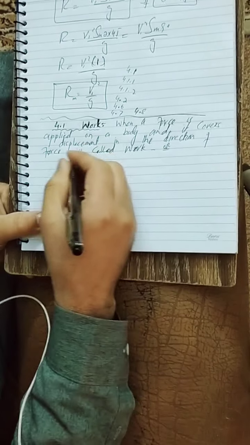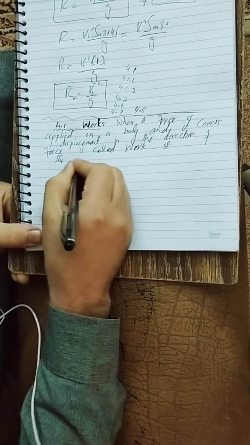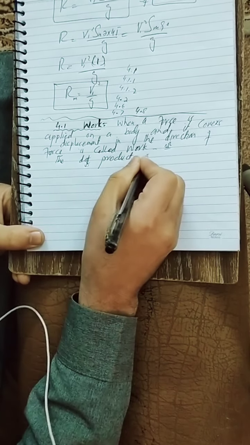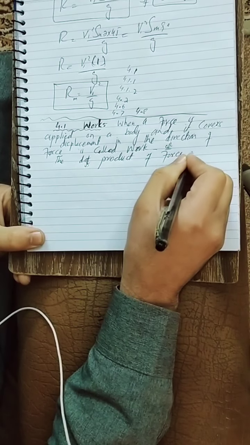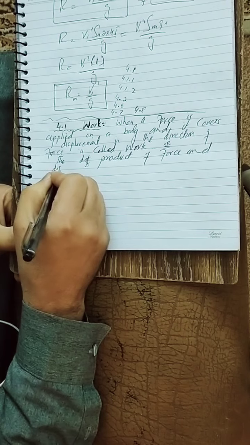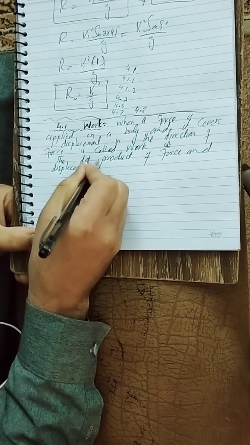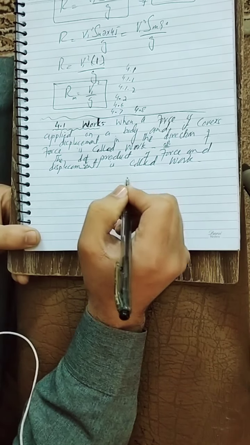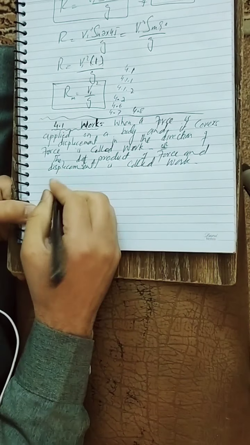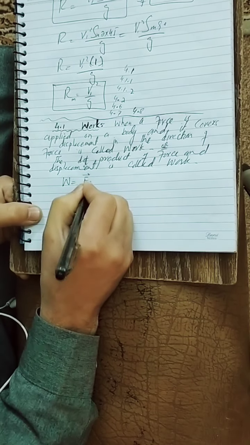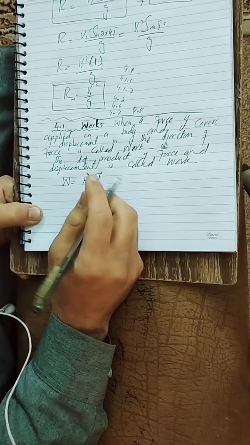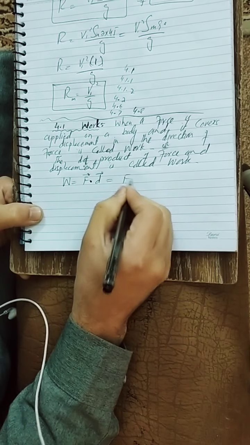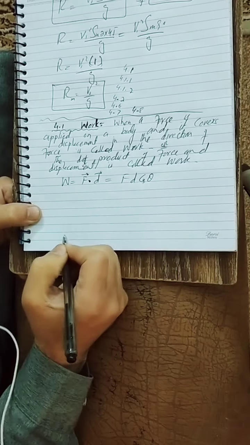Or we can define the work in this way, that the dot product of force and displacement is called work. Mathematically we can write it as F dot D, where F is the force, D is displacement, and there is a dot product between them. If you remove the dot, you will place cos theta. So W is equal to FD cos theta.